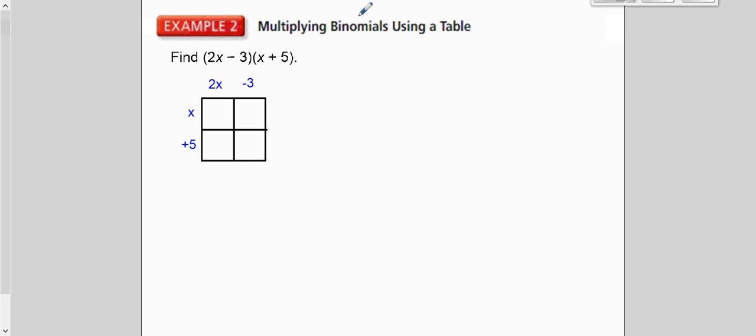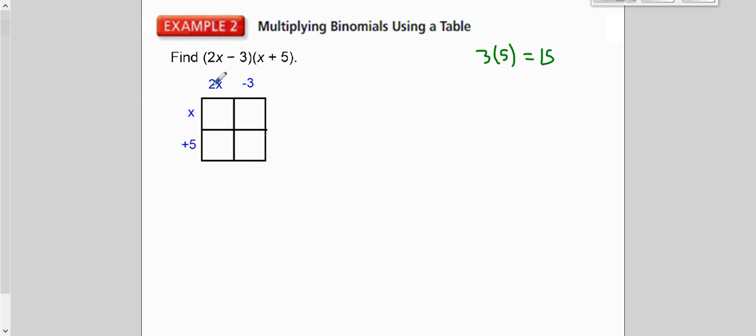We can also multiply binomials using a table. Multiplying 2x minus 3 times x plus 5. Notice it doesn't say multiply, it just says find. When you have parentheses and extra parentheses, that means we are multiplying. Just like if we had 3 times 5, and one of the numbers was in parentheses, that would mean to multiply.